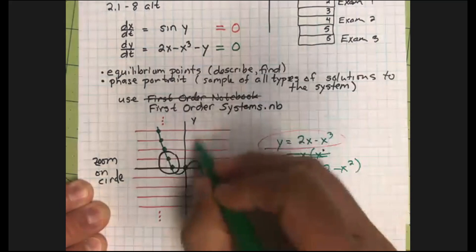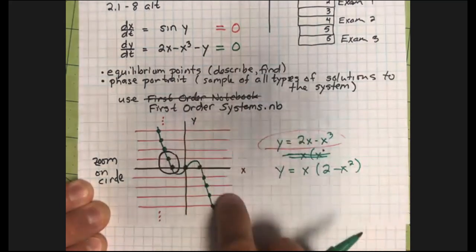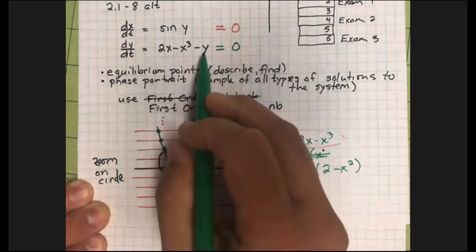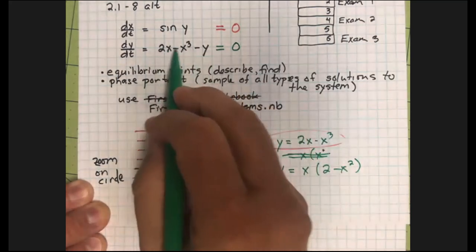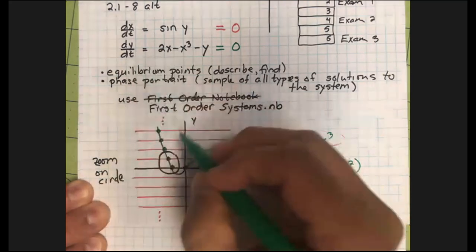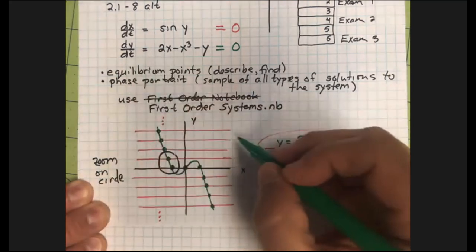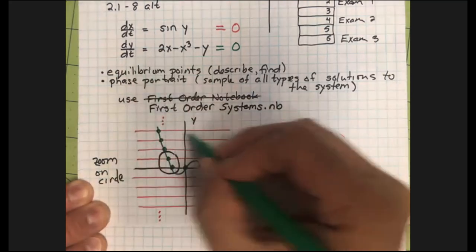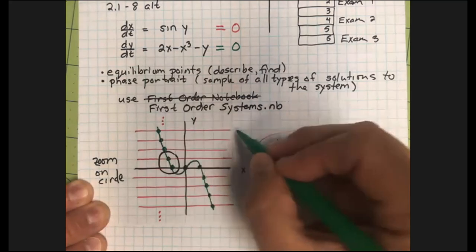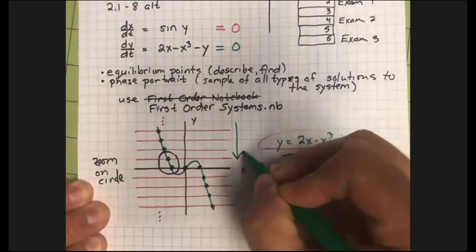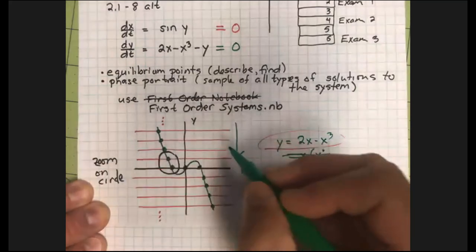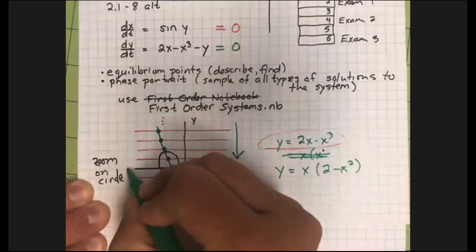But if I'm above that cubic, if y is bigger than 2x minus x cubed, notice dy/dt is always negative. So I'm feeling above that cubic, solutions going down, and below that cubic, solutions going up.